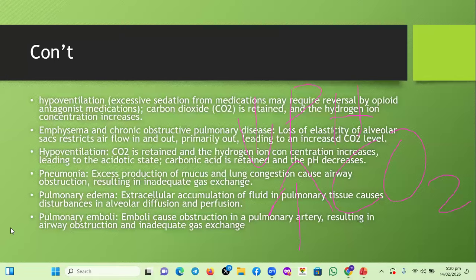Any question on the causes of respiratory acidosis before we go to what you see in someone with respiratory acidosis?